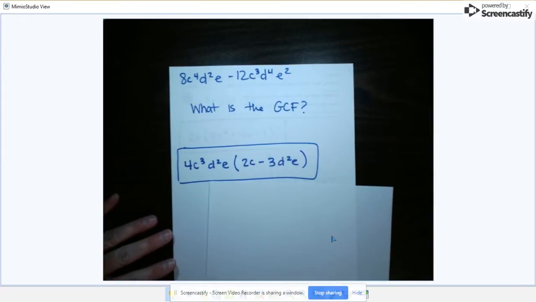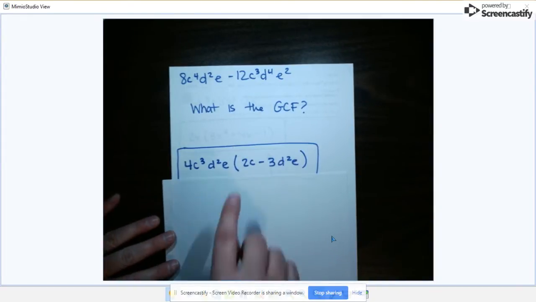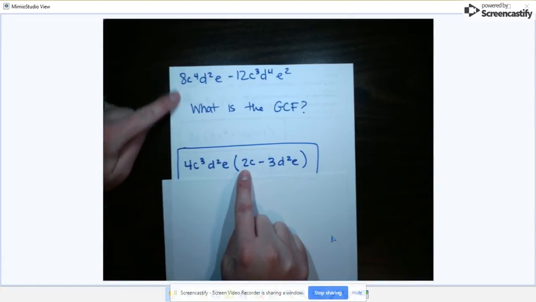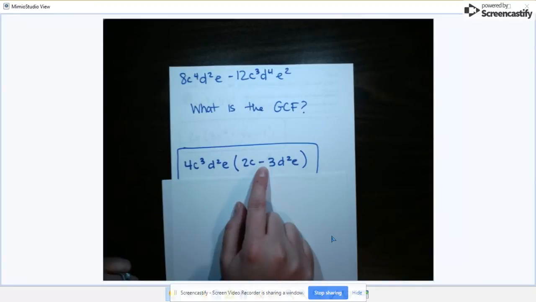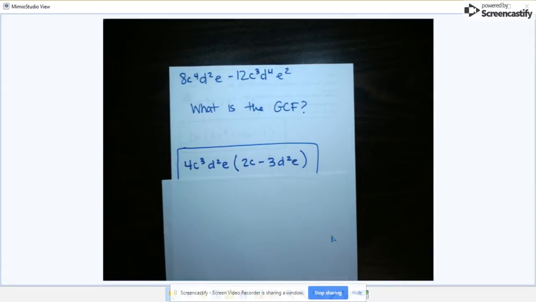So we write in parentheses what's left over. So you can factor out a 4, that leaves you with a 2, and then 1 c. Your sign will stay the same, so minus 3d squared e.